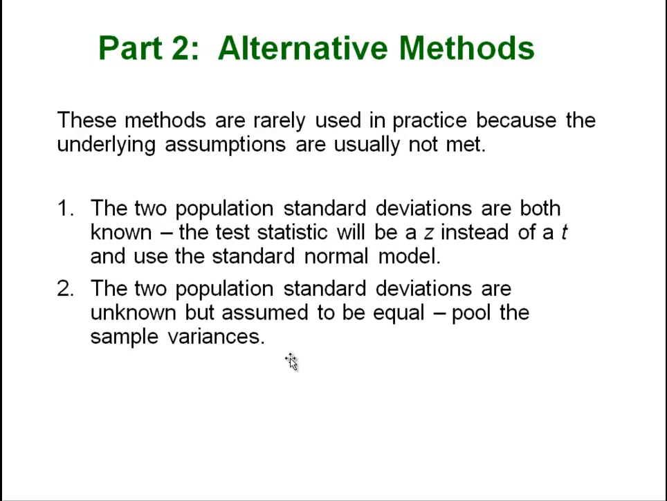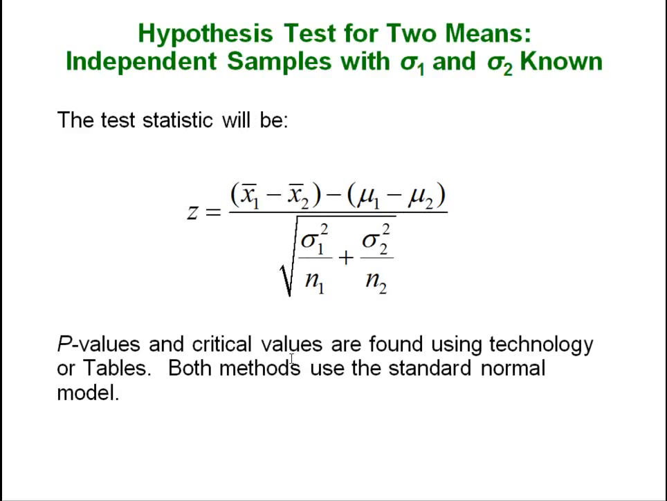On to our alternative methods. And this is when we have the rarely used situations where either case 1, the two population standard deviations are both known, and then in that case we'll use a z instead of a t, or case 2, the two population standard deviations are still unknown, but we assume them to be equal, so we're still using a t, but we end up pooling our sample variances. Here's the corresponding test statistic for when the two standard deviations are known. You'll notice it's exactly like the old one, except instead of s sub 1 squared and s sub 2 squared, we're just using the two sigmas, and instead of a t, it's now a z.